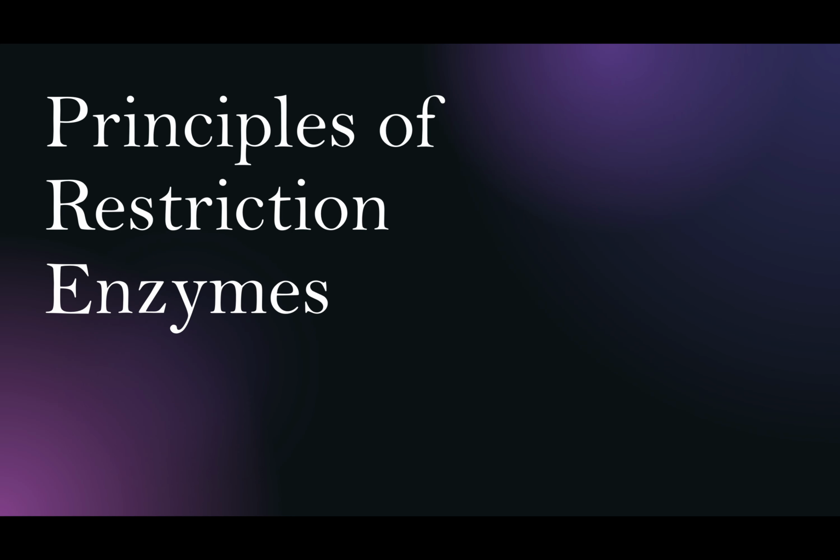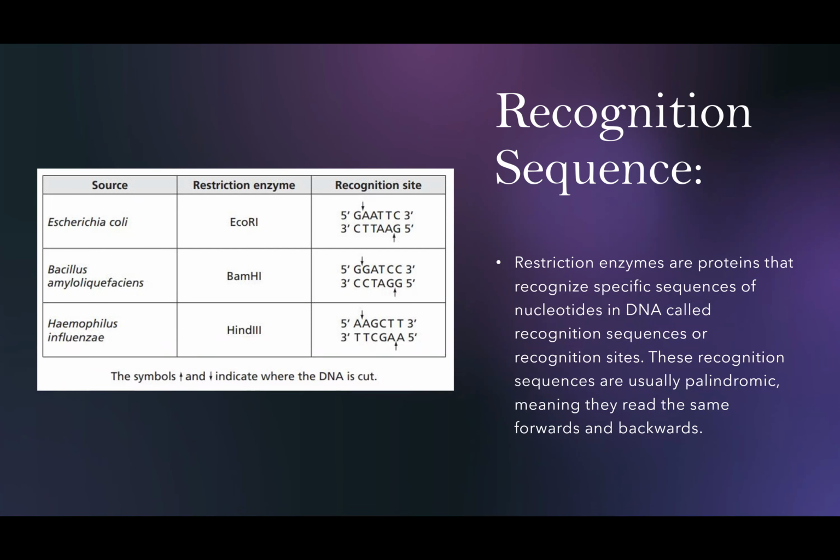So the principles of restriction enzymes. Let's look at restriction enzymes first. Restriction enzymes are proteins that recognize specific sequences of nucleotides in DNA called recognition sequences or recognition sites. These recognition sequences are usually palindromic, meaning they read the same forwards and backwards.